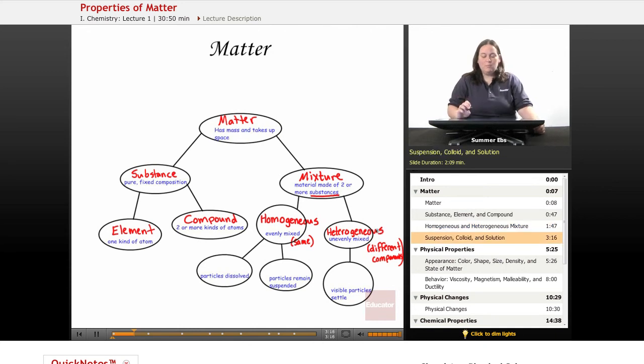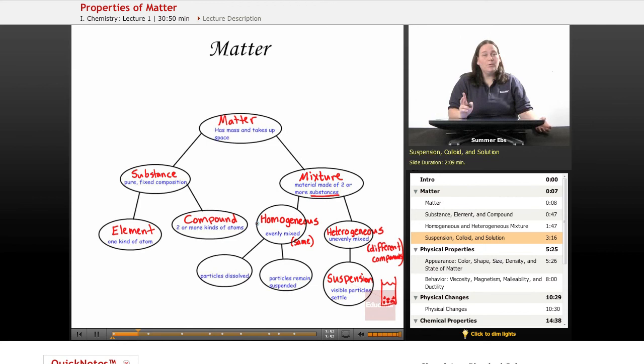A type of heterogeneous mixture in which the particles settle at the bottom. So if you had a beaker full of, let's say, muddy water, and you leave it to sit for a while, all your mud particles will settle at the bottom, and the water will be mostly on top of that. Where the visible particles settle, that's called a suspension. Okay, so we'll go back over to the homogeneous side.